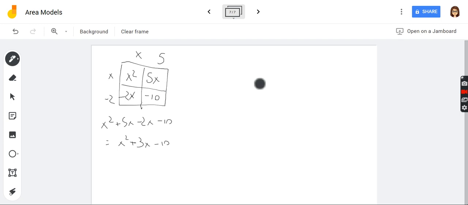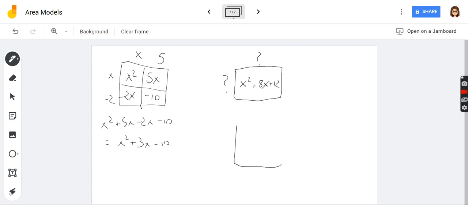But now, factoring means I'm going to give you the area. So let me think of a different one. I'm going to give you the area, and I'm asking you what is the length and width. So how do we do it?